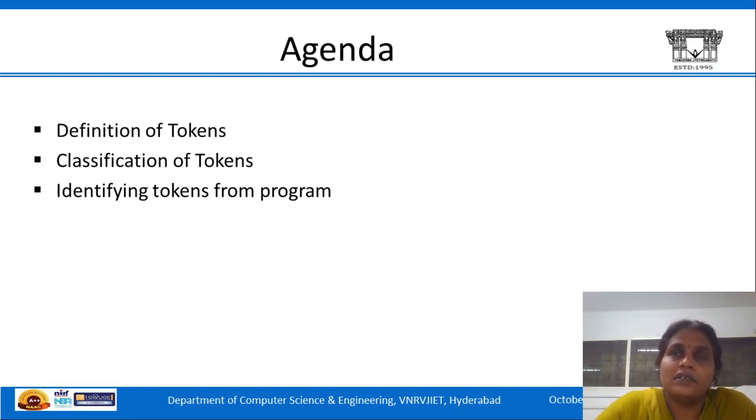Similarly, C also has some basic building blocks that are called tokens. In this session, we'll see the meaning of token and the classification: how many tokens there are in the C language, identifying the tokens, and after knowing all the tokens, we'll identify some tokens from our program. Okay, I'll see one by one.